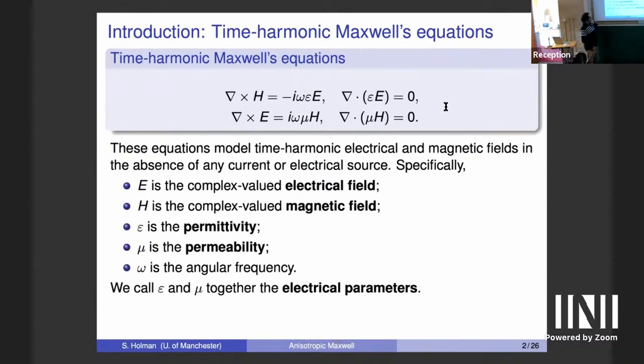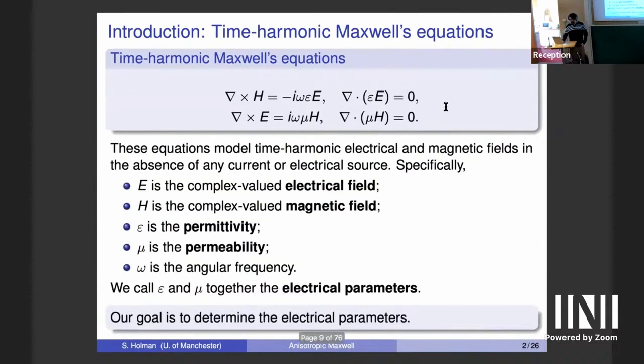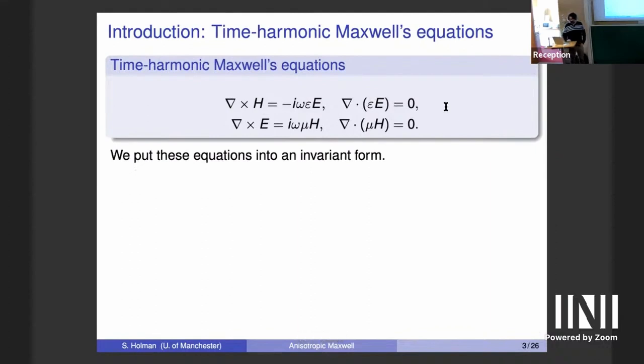Again, we call epsilon and mu together the electrical parameters. The objective is to determine what epsilon and mu are from some information about the solution, in particular some boundary information, which I'll describe. In order to study this, it becomes really a geometric inverse problem. So we want to put the equations into a coordinate invariant form, which allows us to do analysis without being attached to a particular coordinate system and to apply some geometry to this.